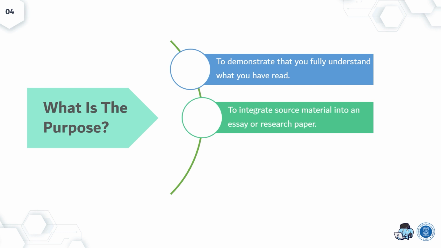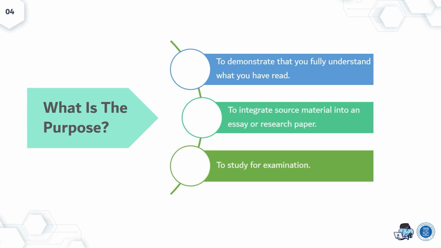The second purpose is to integrate source material into an essay or research paper. Summarizing is actually a common way of presenting ideas that you will explore in a paper, because later on you will write a lot of papers. And that skill is needed for students like you. The last one is to study for examination. Summary is a good study tool because it helps you to understand and remember the most important information in textbooks and lectures. So that's why we need to learn how to make a good summary.